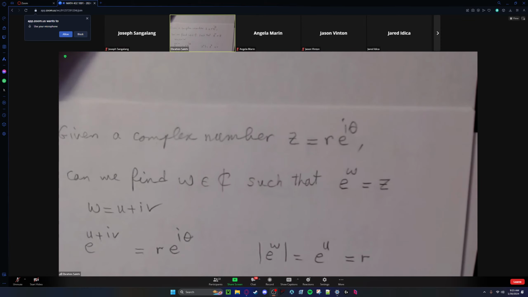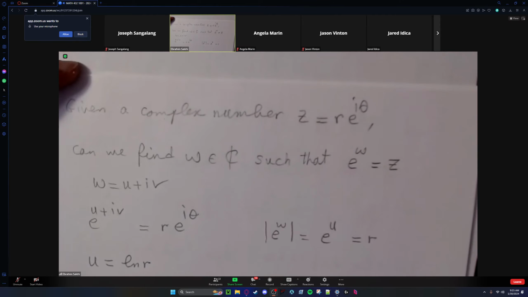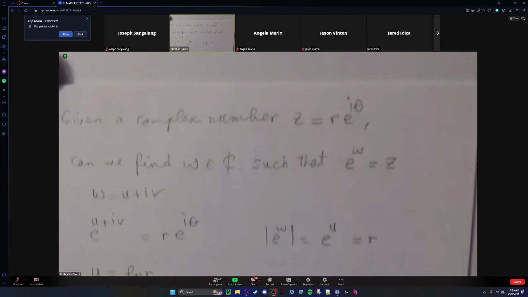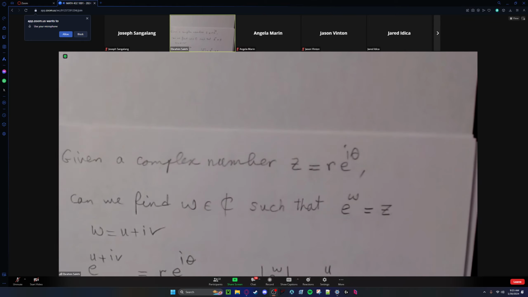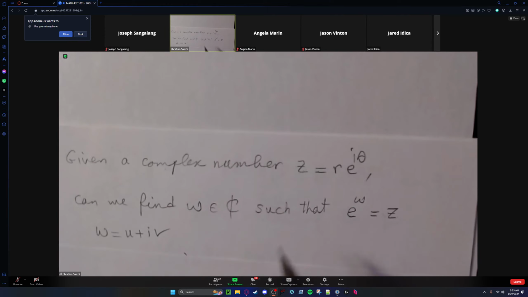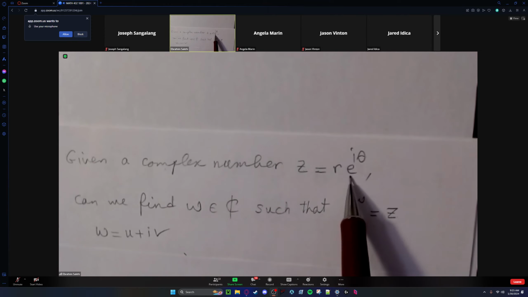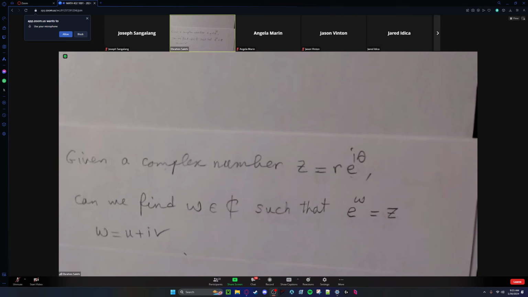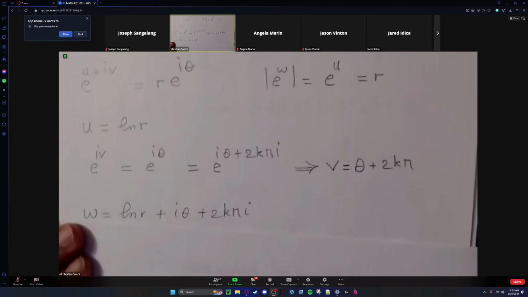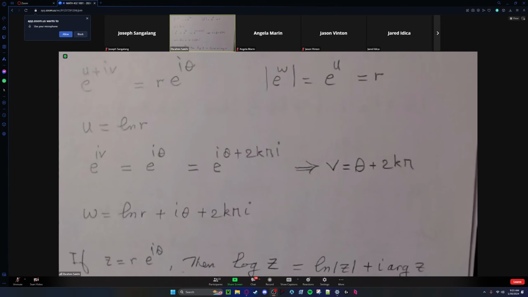Just repeating this for the sake of remembering what we are doing. So the question is, given a complex number z, can we find a complex number w so that e to the w be z? If we find such a thing, that is called log of z. And log of z, we just noticed that is right here.